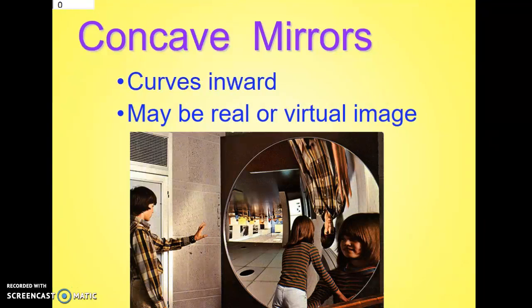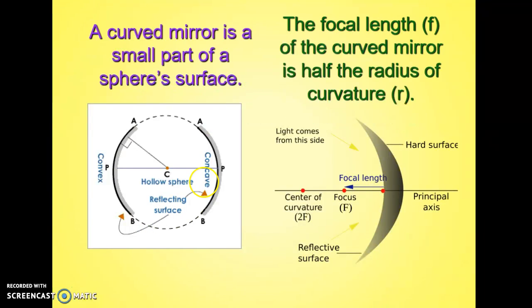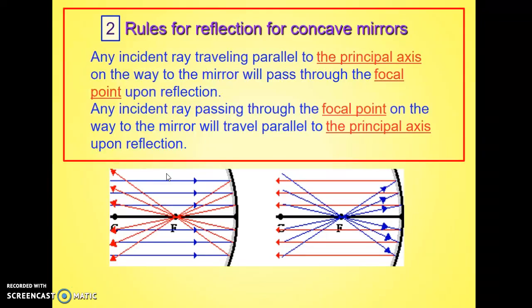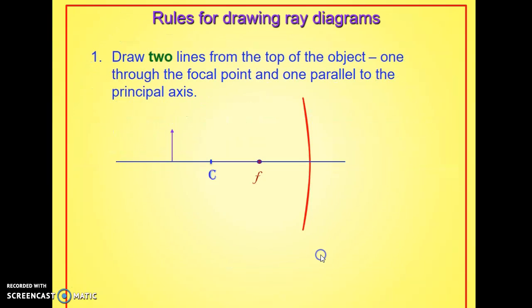So we looked at concave mirrors the last time you came to class. We looked at what they look like, and remember that C, or the center of curvature, is also called the focal center, I think, and it's double the focal length. We also looked at the 2 rules for reflection of concave mirrors. Any incident ray that travels parallel, that's this one, the blue ray, will be reflected away from the mirror and go through the focal point. And if a ray travels through the focal point, it will be reflected by the mirror and then travel parallel to the principal axis. So you've got that written down.